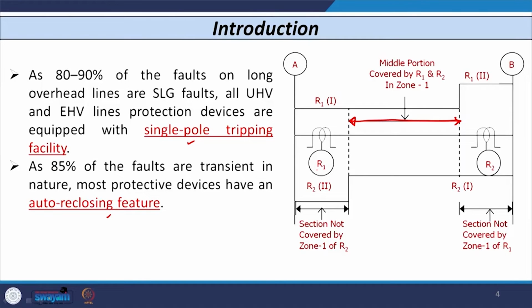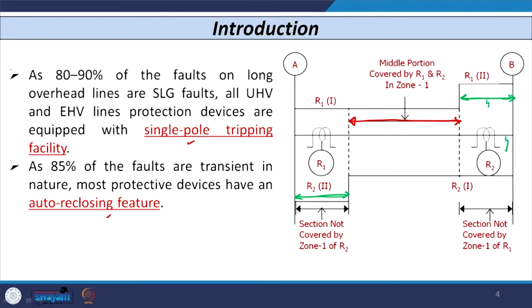If any fault occurs in the remaining 20% of the line, say for example, in this region or in this region, then R2 detects this fault in its first zone, but R1 detects this same fault in its second zone. Same way, if a fault occurs in this region, then R1 detects it in its first zone, whereas R2 detects the same fault in its second zone. So, for any fault in this remaining 20% and this side 20%, only one of the relays will operate. So, what is the problem?